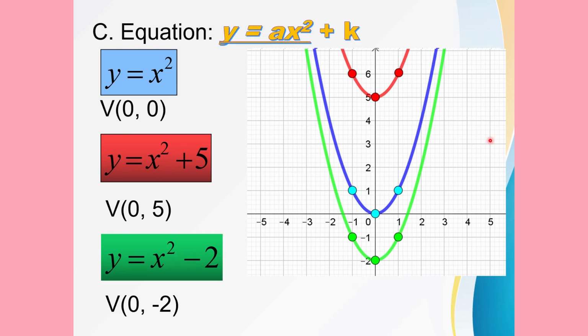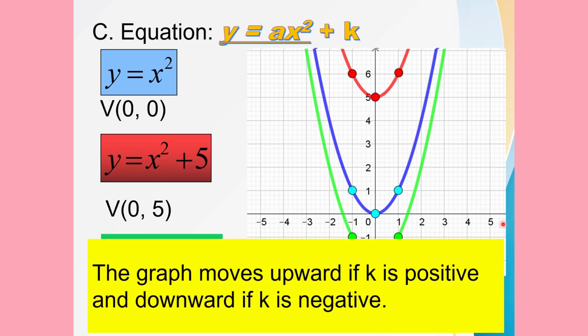So the third form of quadratic function is in the form of y equals ax squared plus k. So in here, there is no value of h. So automatic ang h ay 0. So if the given consists only of the quadratic term and constant term, let's say x squared plus 5, so there is no linear term na bx, so therefore the vertex h is 0 and we have the value of k. And ano yung nangyayari sa graph? As you can see in the illustration, the graph moves upward if k is positive and downward if k is negative.